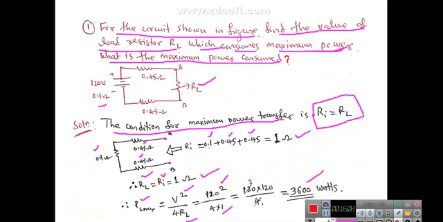So that is the answer for what is the maximum power consumed? That is 3600 watts. But the load resistor RL is equal to Ri, so that is equal to 1 ohm. So that is how you need to find out the load resistor as well as the power consumed by the load.